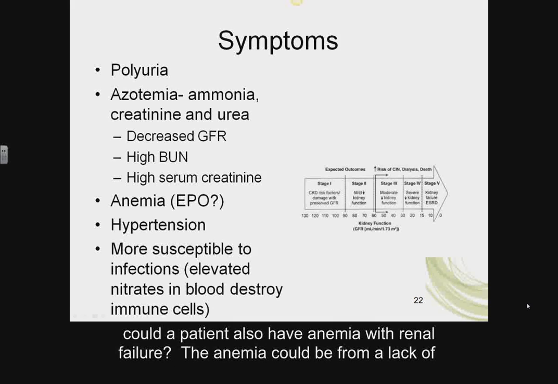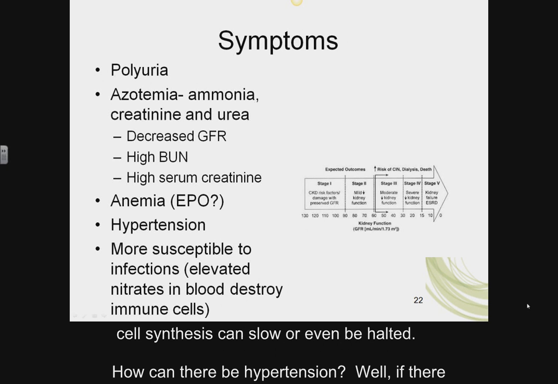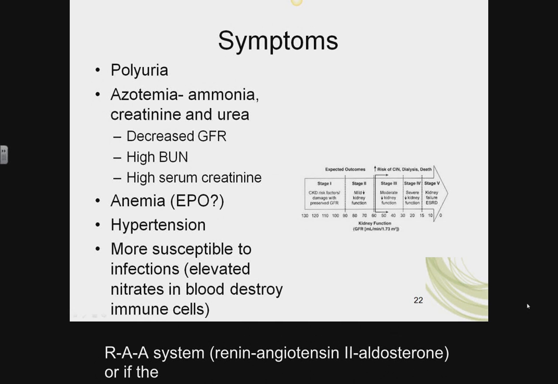Why could a patient also have anemia with renal failure? The anemia could be from a lack of erythropoietin. If the kidneys are not able to release erythropoietin appropriately, then red blood cell synthesis can slow or even be halted. How can there be hypertension? Well, if there is a problem with GFR from low blood pressure, the hypertension may occur as a result of the RAA system, the renin-angiotensin II aldosterone feedback mechanism, and that would lead to increased blood pressure.